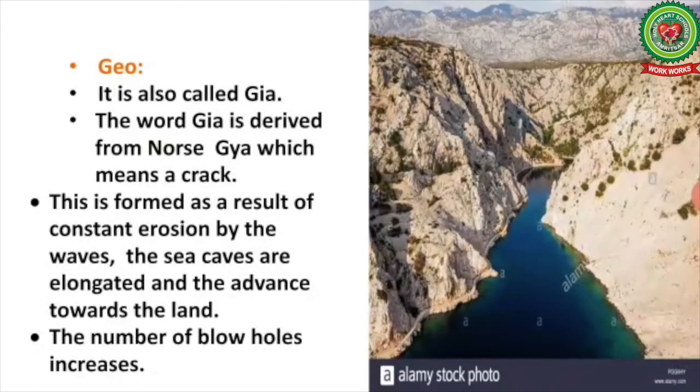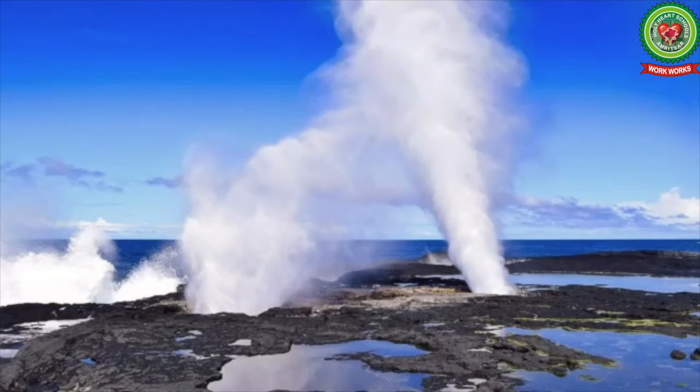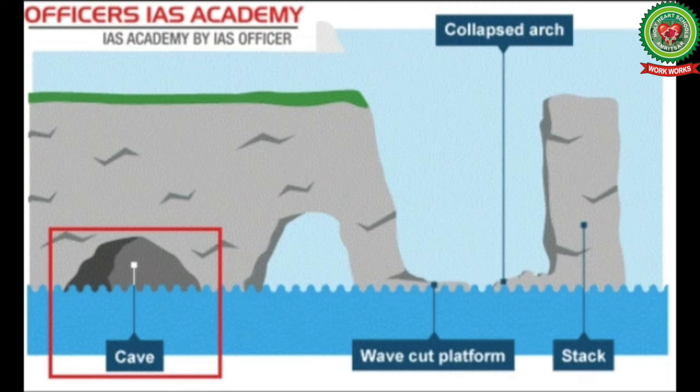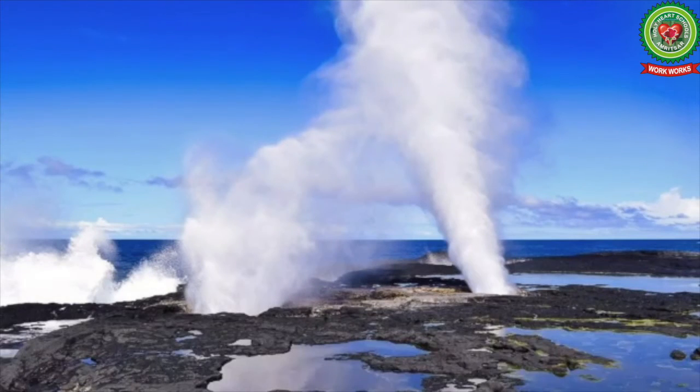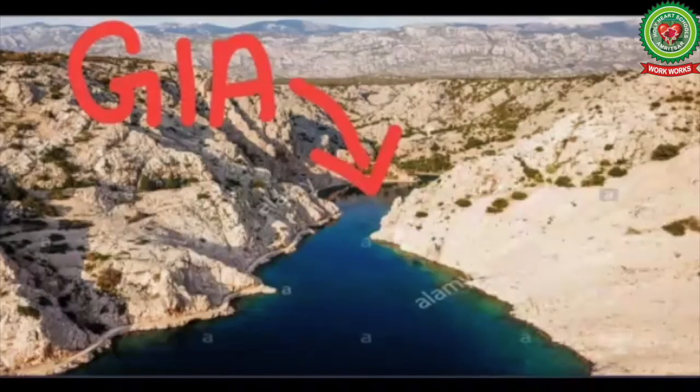Geo. It is also called Gio. The word Gio is derived from Norse gja, which means a crack. This is formed as a result of constant erosion by the waves. The sea caves are elongated and they advance towards the land. The number of blowholes increases. With the passage of time, the roof of the cave, having a large number of blowholes, becomes weak and gives way. Thus, a narrow inlet is formed, which is known as geo or Gio.